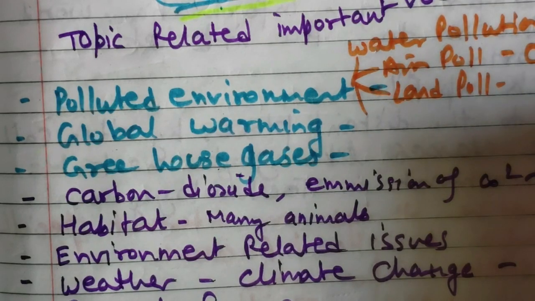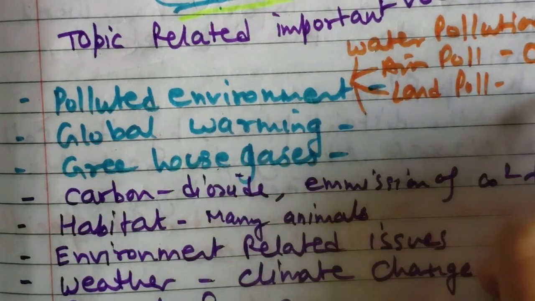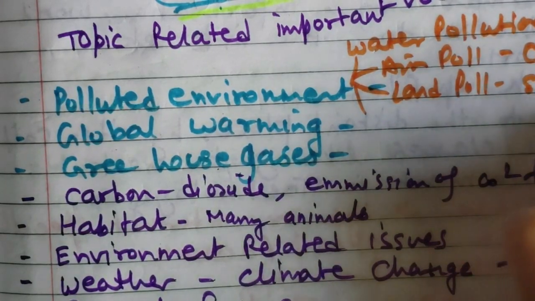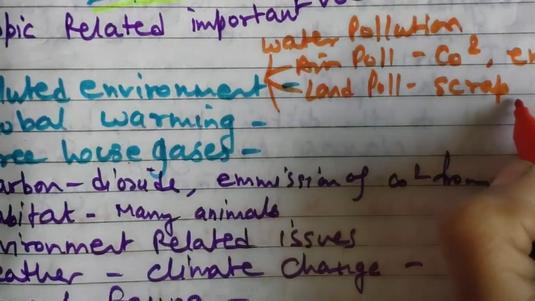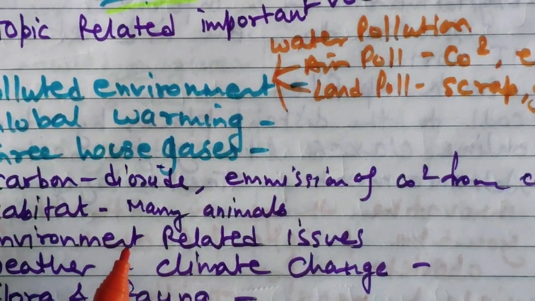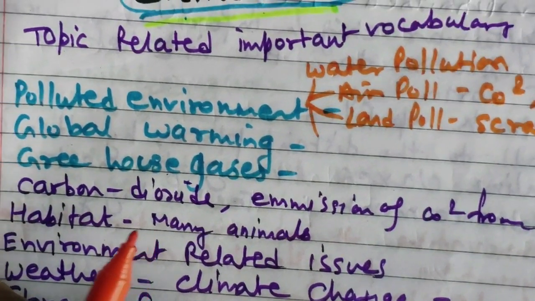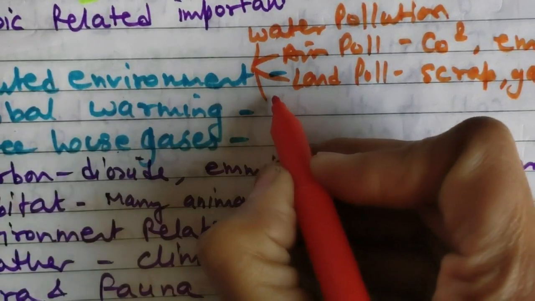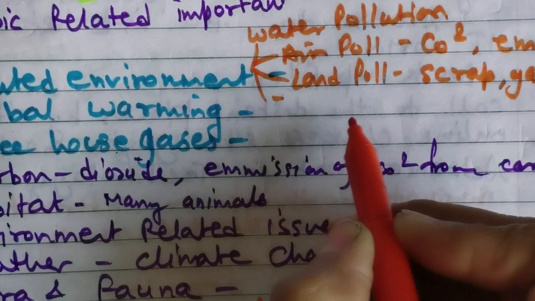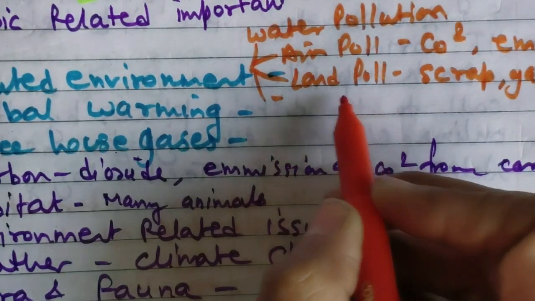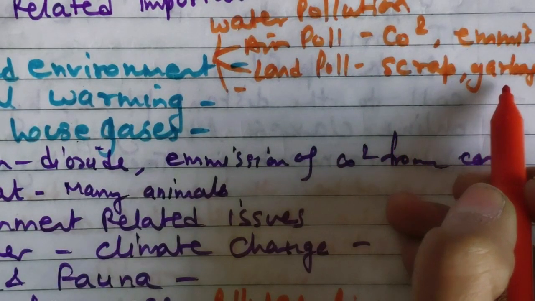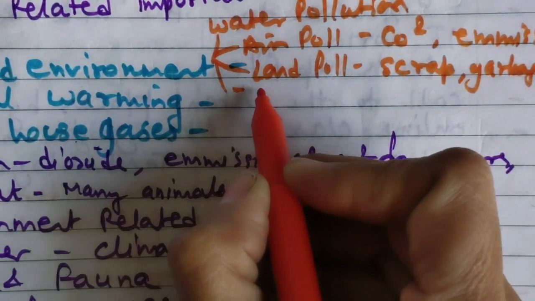Now emission, okay, land pollution. Scrap problem is there, garbage problem is there, just because of these problems, garbage. Land pollution, just think of the related things, as we are talking about land pollution. How is land polluted by scrap, garbage, and what else can we say?